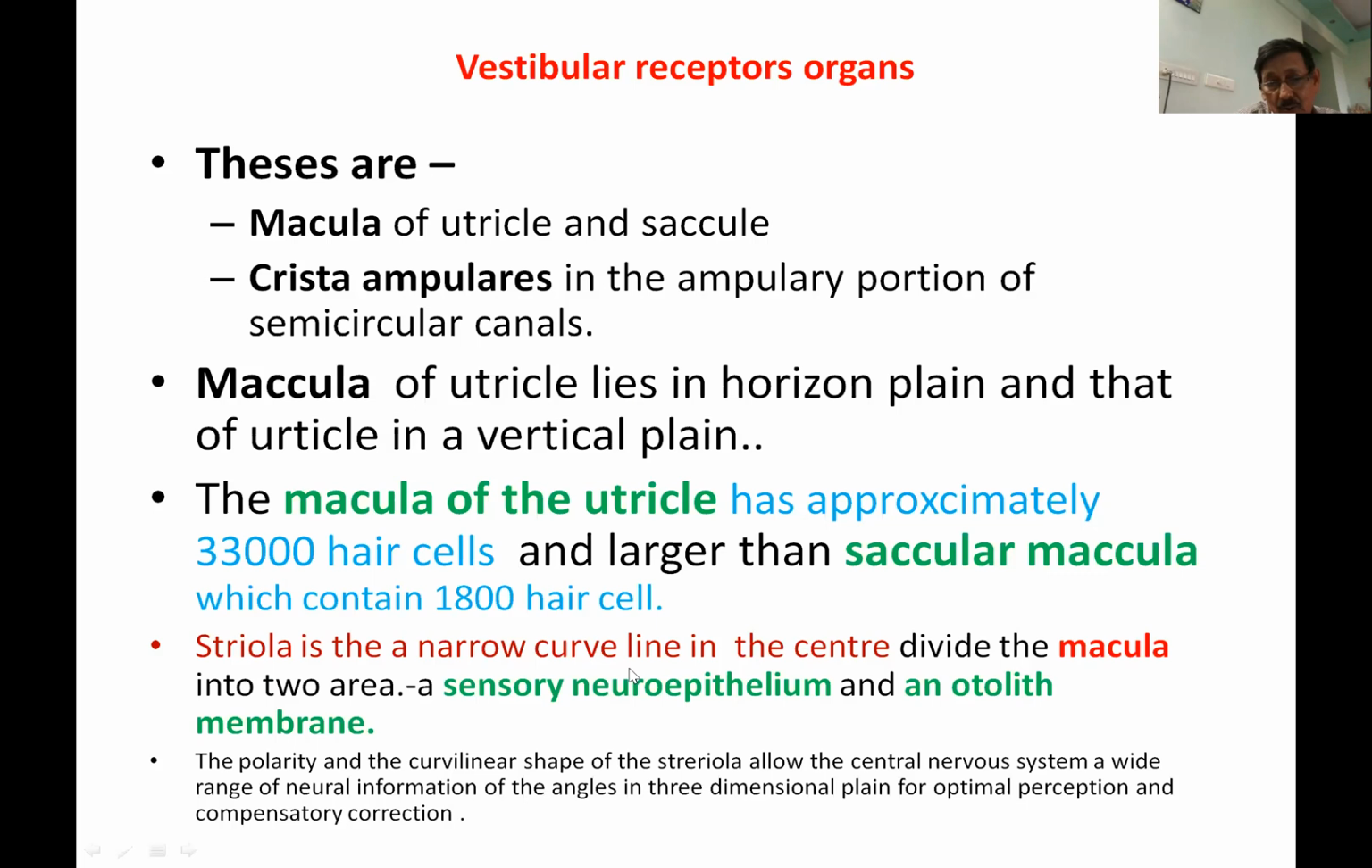The striola is a narrow curved line in the center dividing the macula into two portions, the sensory epithelium and the otolithic epithelium. So the maculae of both the utricle and the saccule have a small narrow curved line at the center, that is the striola. The polarity and curvilinear shape of the striola allow the central nervous system a wide range of neural information at different angles and different phases for optimal perception and compensatory correction.